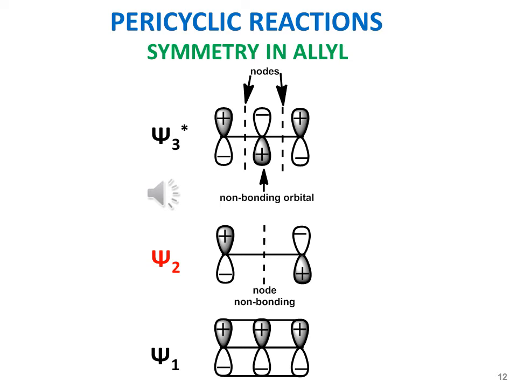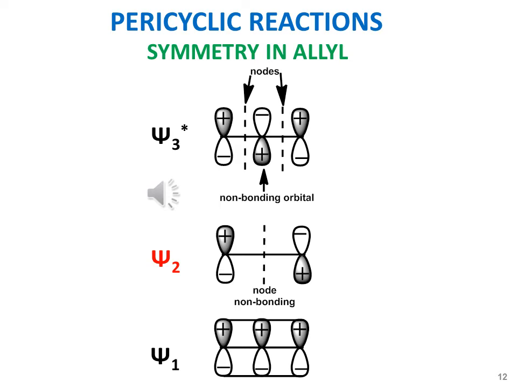So it has n minus 1, 2 minus 1 is equal to 1. So it has one node and its energy is higher than the psi 1. And similarly, if we talk about the psi 3 star, that is an anti-bonding molecular orbital, you may see that two nodes are present.